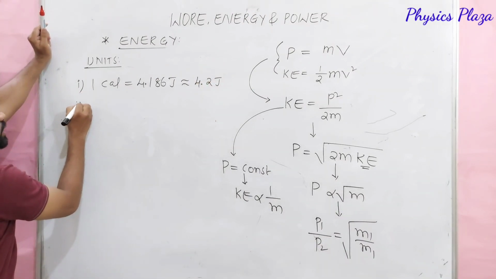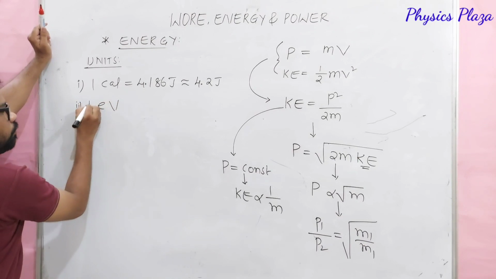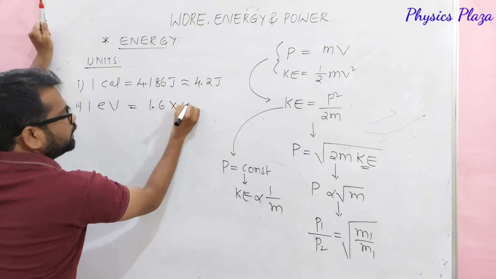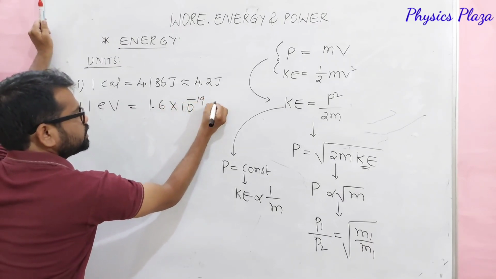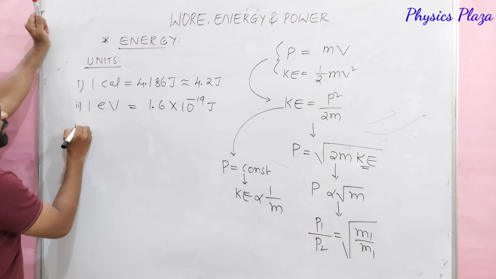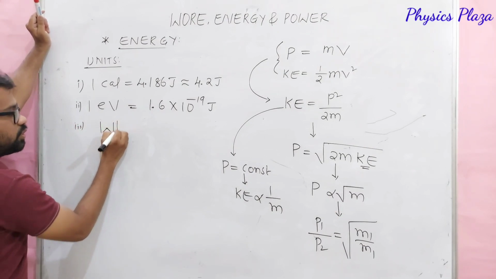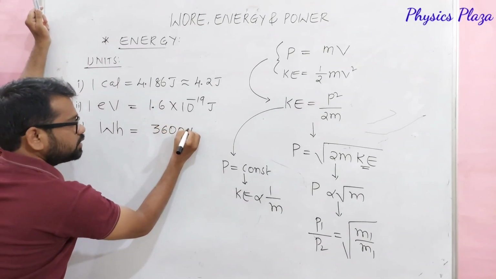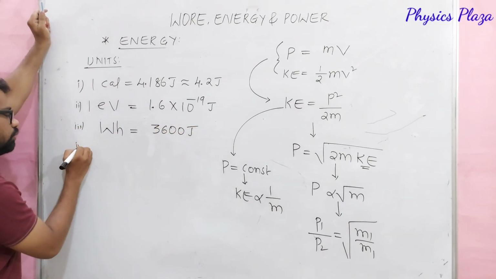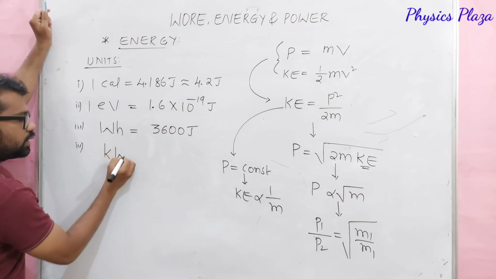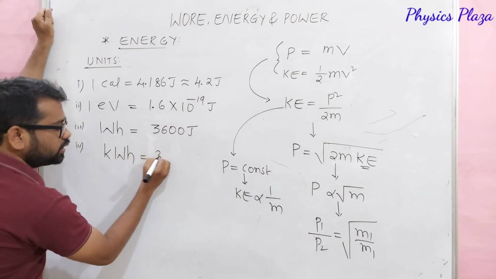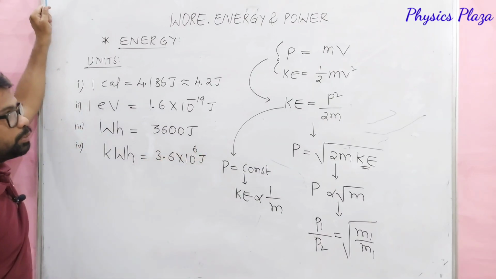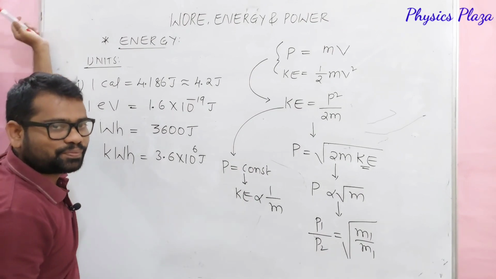Another unit of energy is the electron volt. 1 electron volt is equal to, children, 1.6 into 10 to the power of minus 19 joules. Whereas the third one is the watt hour. Children, 1 watt hour is equal to 3600 joules. Whereas the fourth one is the kilowatt hour. 1 kilowatt hour is what, children? 3.6 into 10 to the power of 6 joules. So this is all about work and energy.